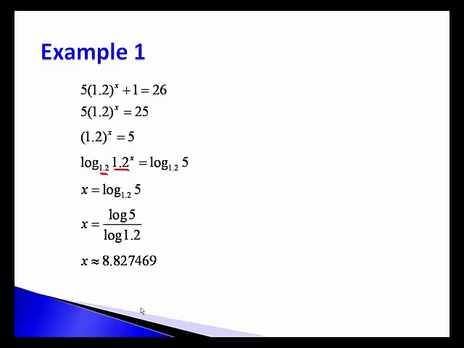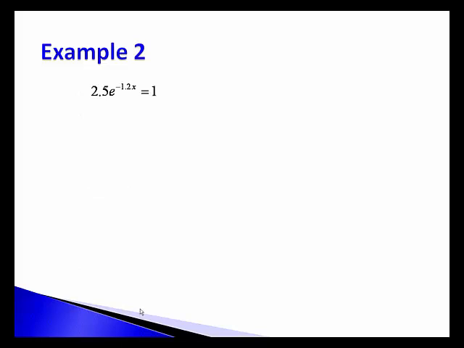Let's look at our next example. I encourage you to stop the video and see how many of these you can work on your own. 2.5 e raised to the negative 1.2x is equal to 1. I'll begin by dividing both sides by 2.5. That'll give me e to the negative 1.2x is equal to 0.4.